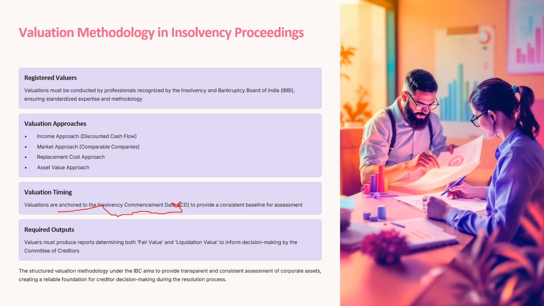Required output. What are the required outputs for the valuation under IBC? The valuer must produce reports disclosing both fair value and liquidation value to inform the decision makers of the Committee of Creditors. The structured valuation methodology under the IBC aims to provide a transparent and consistent assessment of corporate assets, creating a reliable foundation for the creditors and credit decision making during the resolution process.